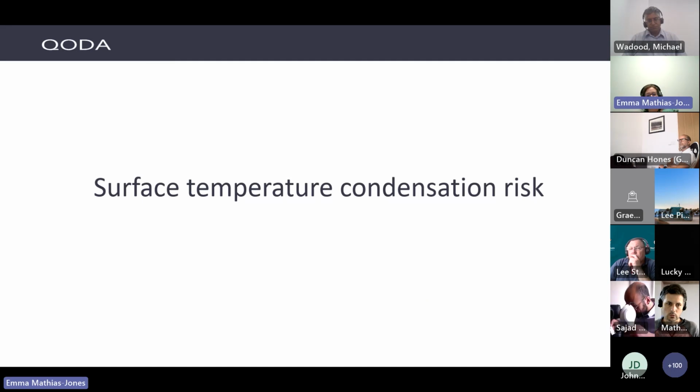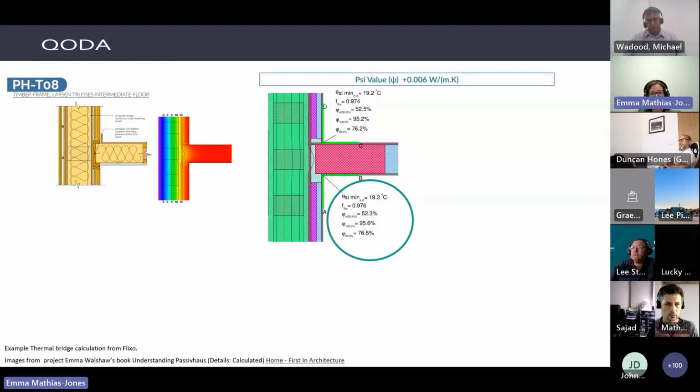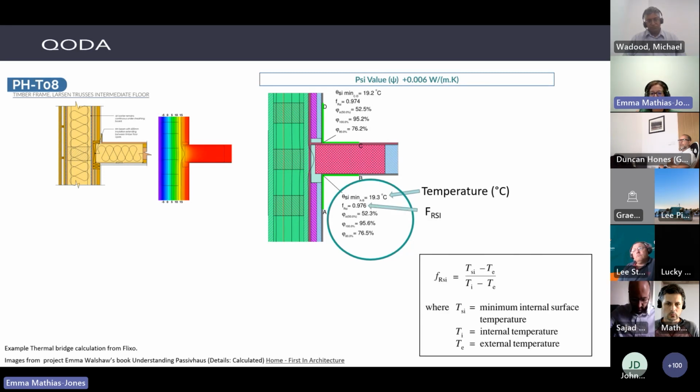Another thing to keep in mind while you're doing thermal bridges is your surface temperature condensation risk. Now this is different to interstitial condensation; here we're just looking at surface temperature. When we're doing a Flixo calc, as you can see here circled, we can also use slightly different boundary conditions, and figure out what the lowest temperature is of that junction. In this case, 19.3, and that results in an fRsi of 0.976.